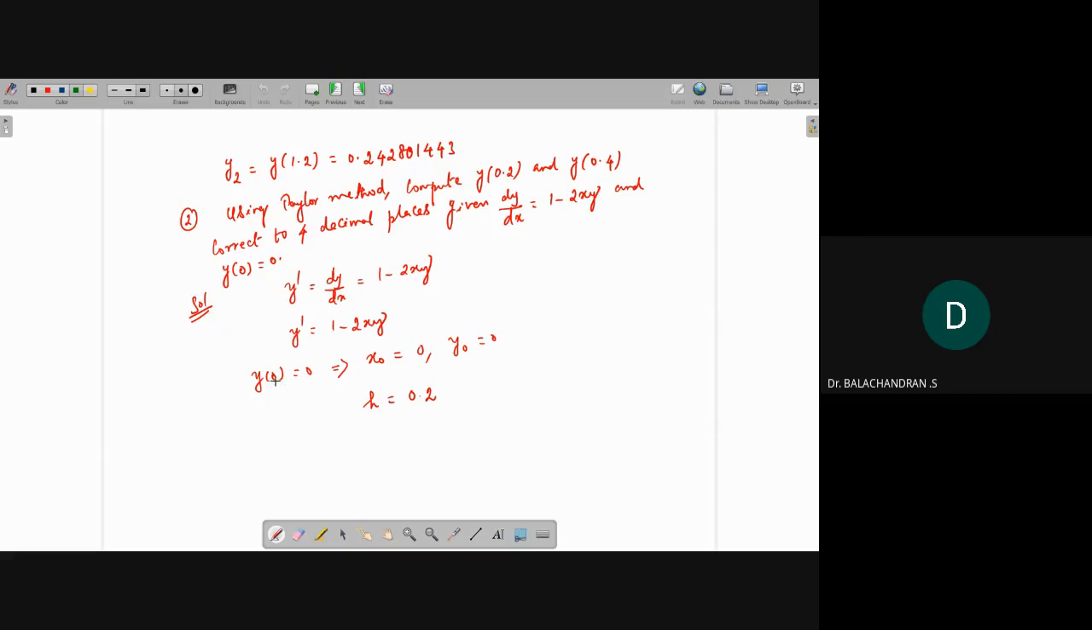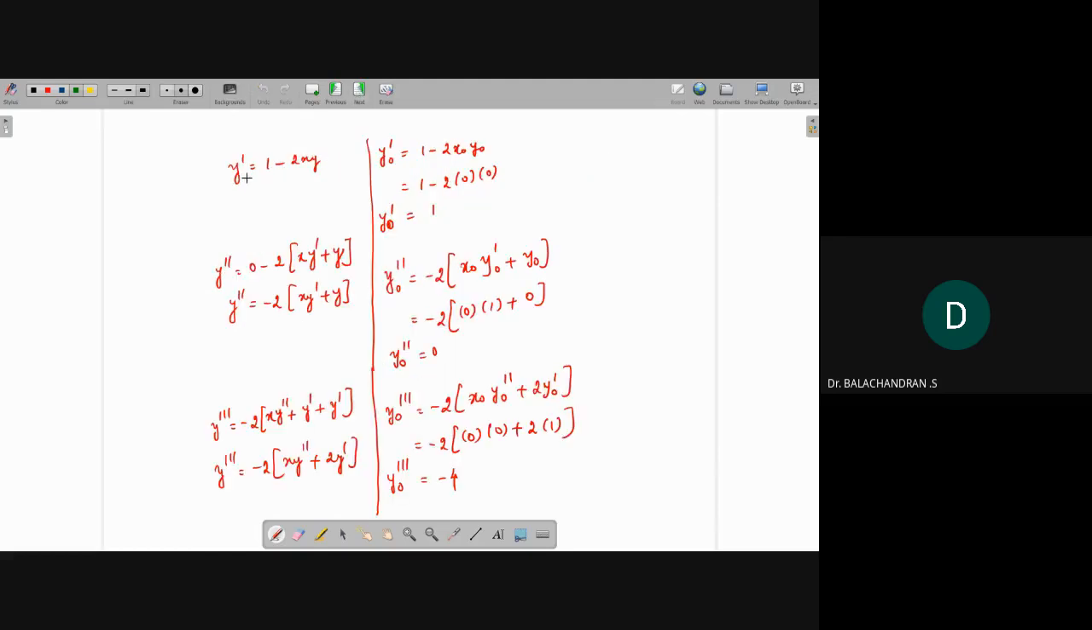And y of 0 equal to 0. That means this is x naught, which is 0, and this is y naught, which is 0. So h is equal to 0.2 because y naught is 0 and y1 is 0.2 and y2 is 0.4. The common difference is 0.2. So h is equal to 0.2. So next, y dash is given in the question. So you need to find y double dash.